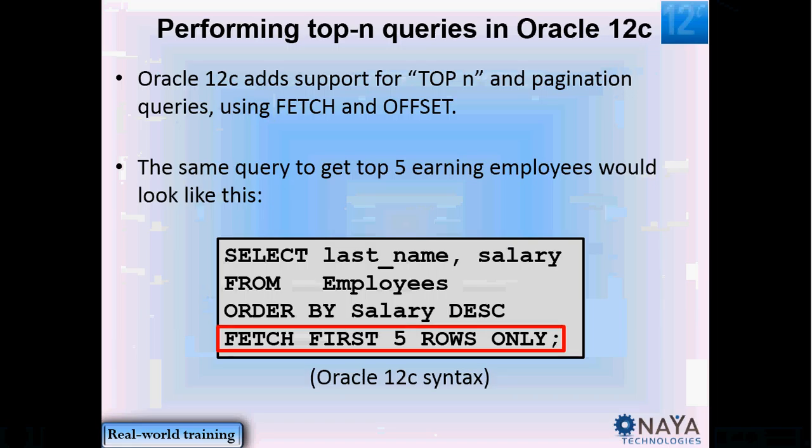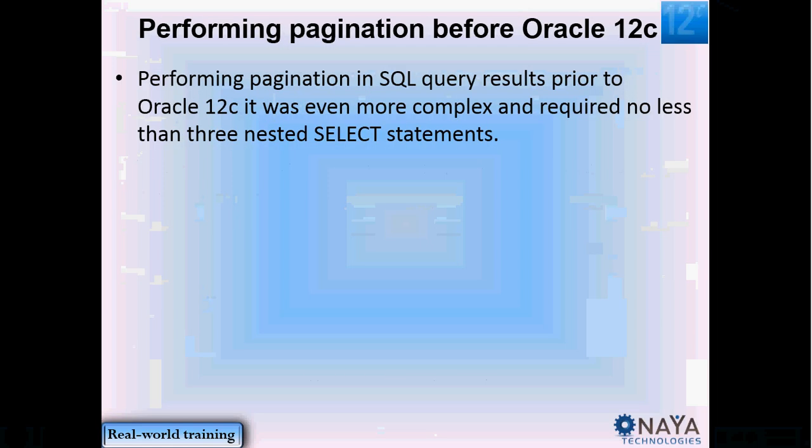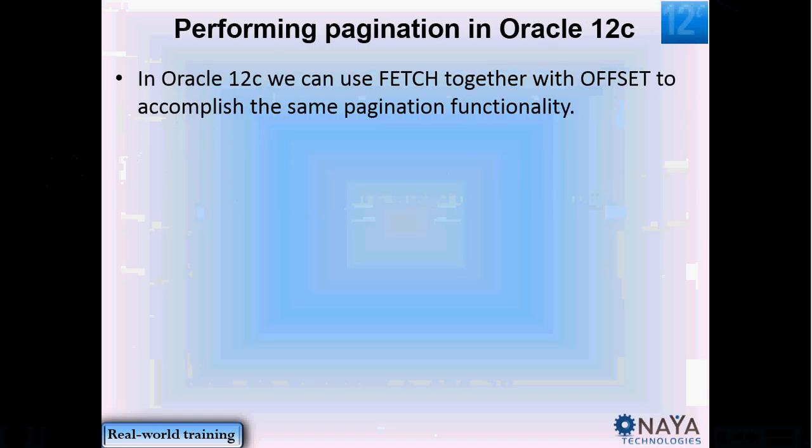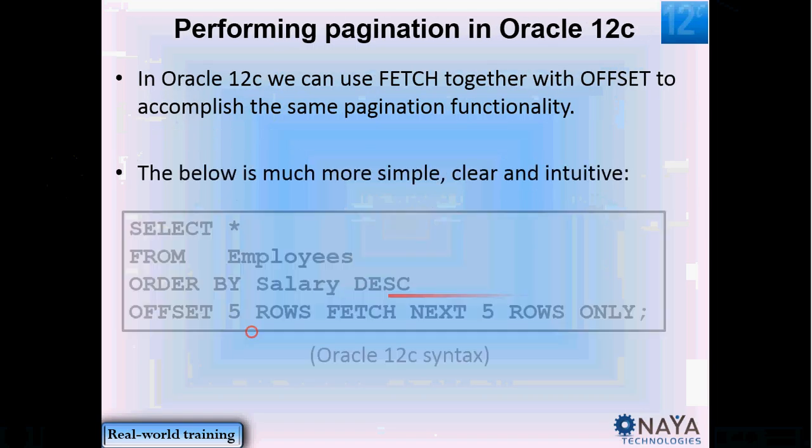So this is top-N queries. How about pagination? If I want to get the next 5 rows, rows 6 through 10. Again, prior to Oracle 12c, we would have to use inline views and the rownum pseudo column. In this case, actually 3 select statements, an inline view within an inline view. This is very cumbersome, not so fun to write, and also not so clear to read. As of Oracle 12c, no need for this anymore.